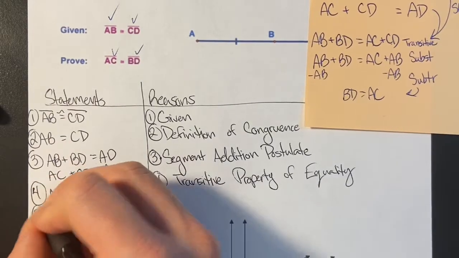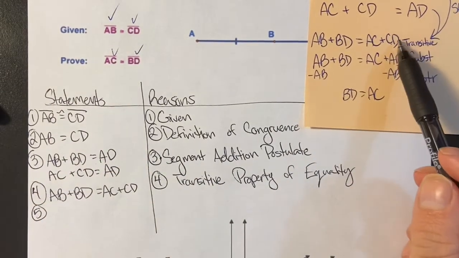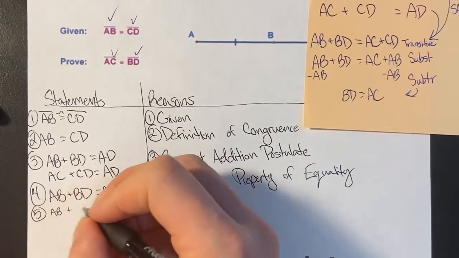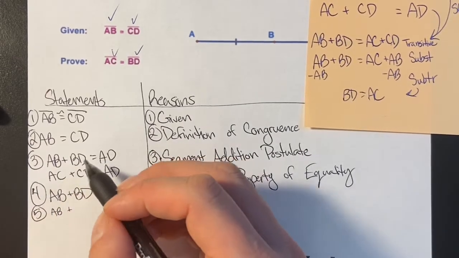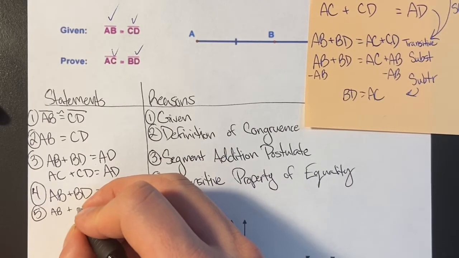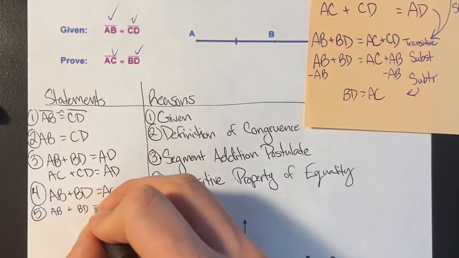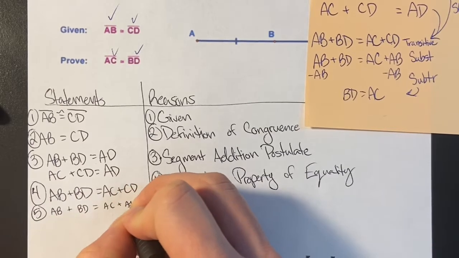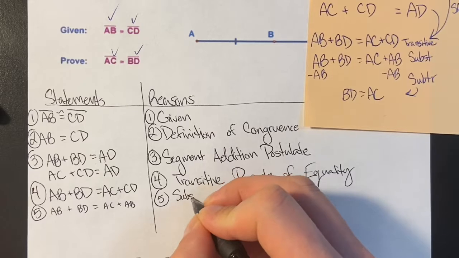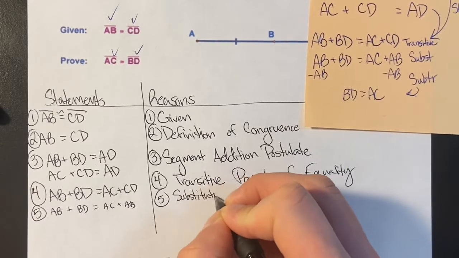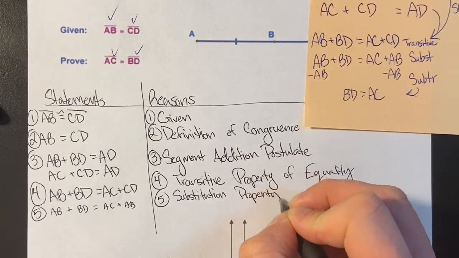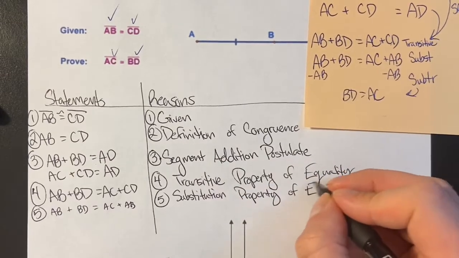Five, I'm going to turn CD into AB. And I did that from my given. Technically, I did that from step 2. But AB plus BD equals AC plus AB. And that is the substitution property of equality.